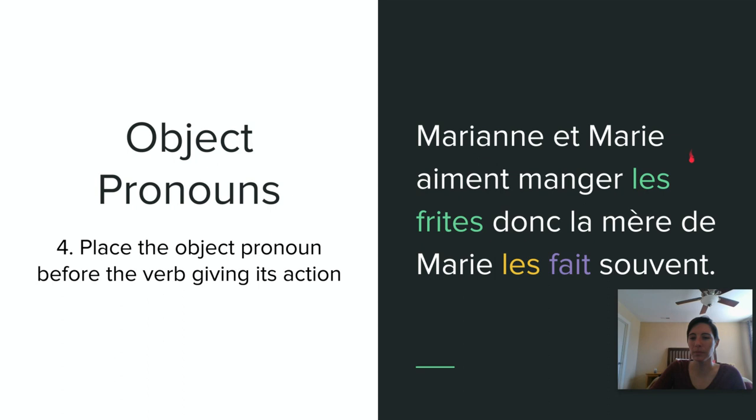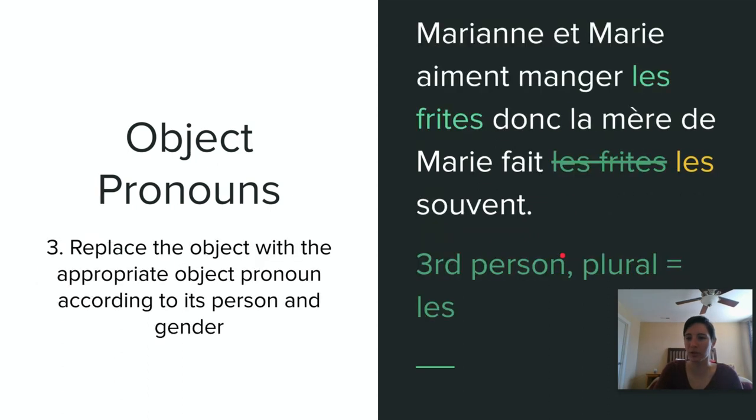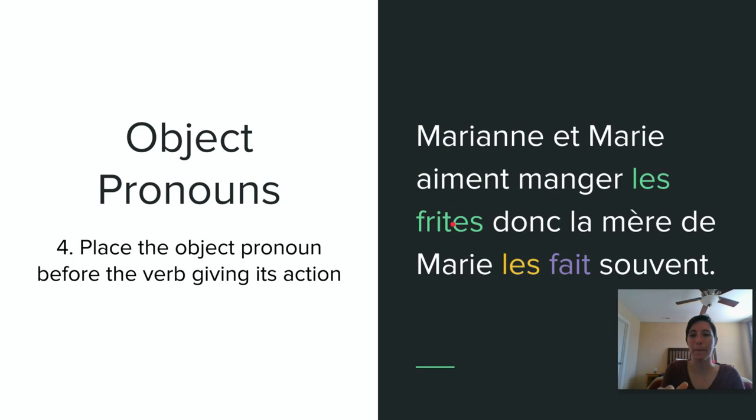So here, if we go back to our original sentence, Marie fait les frites souvent, la mère de Marie fait les frites souvent, our action is Marie's mom making the fries often. So we're going to take that object pronoun les and put it before the verb that gives it the action. Therefore, it is before fait right there. Okay?